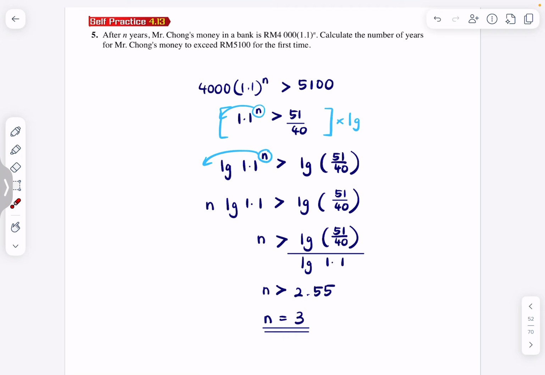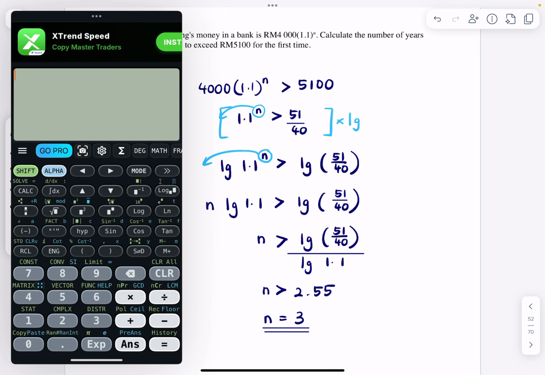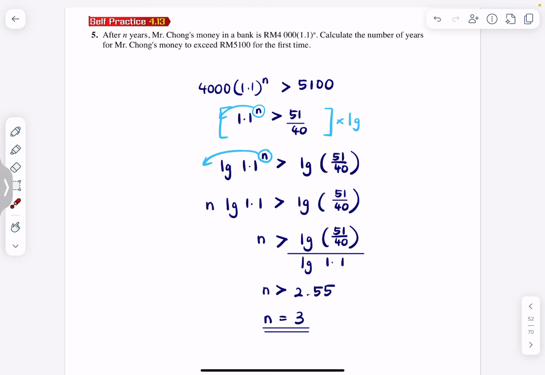So after 3 years, it will exceed 5,100 for the first time. Let's confirm it. So let's see what we get after 2 years. After 2 years, it's 4,840, hasn't exceeded 5,100. After 3 years, already exceeded. We get 5,324 already. So the answer is 3.